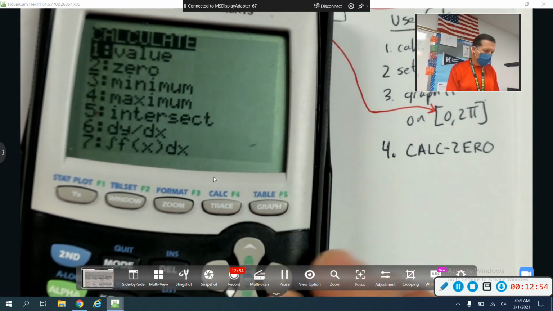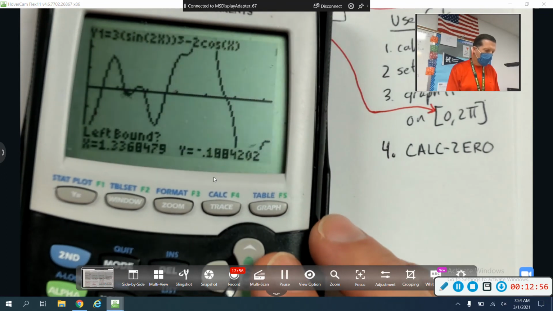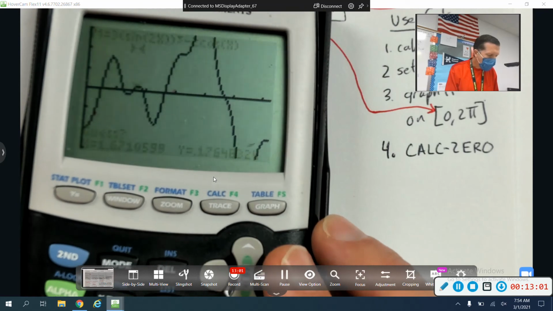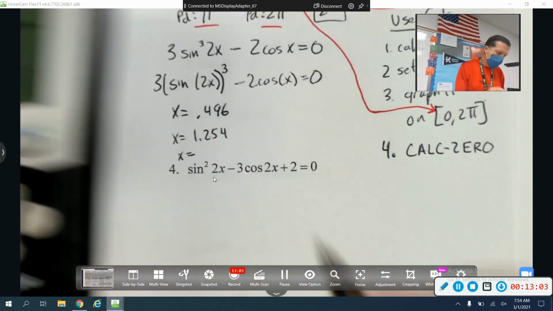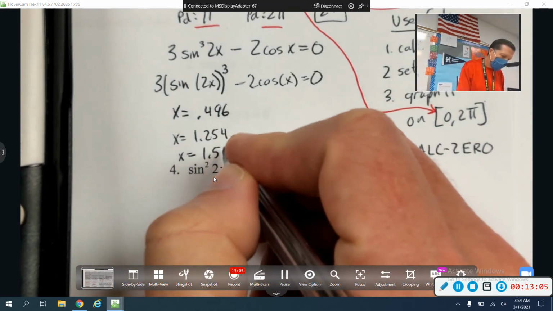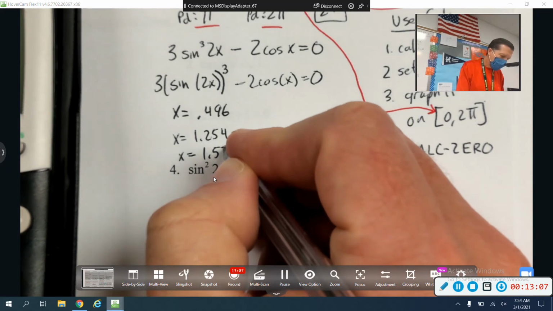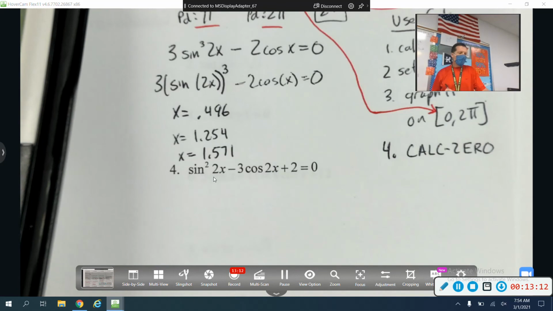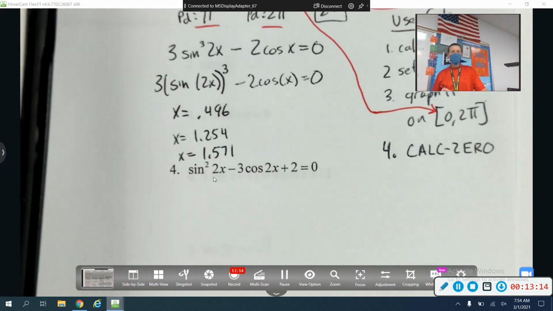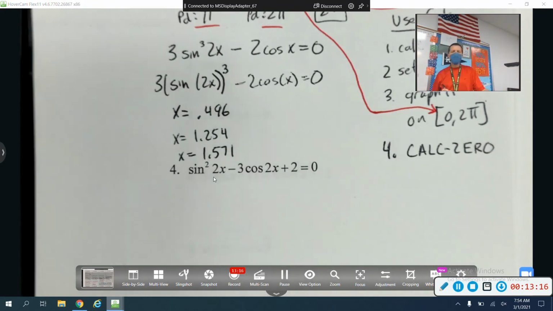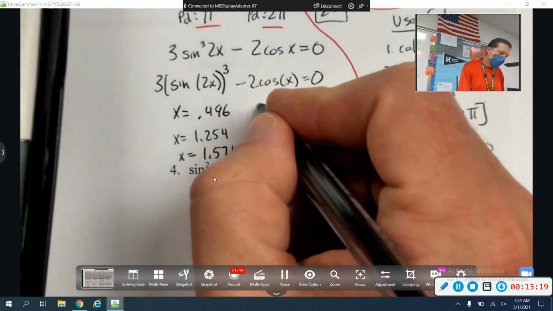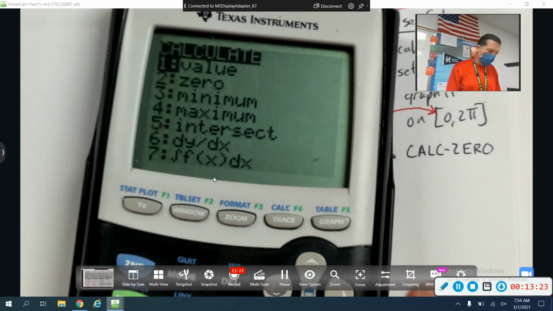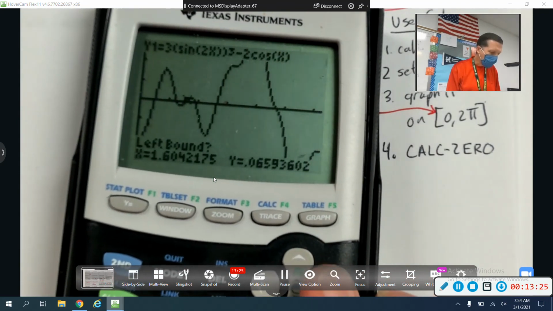Second calc 0. Do the next one. 1.571. I think that's pi over 2, but it doesn't matter. We just want the decimal. Again, this is the worst one in terms of how many there are.